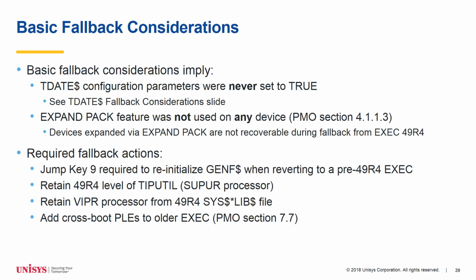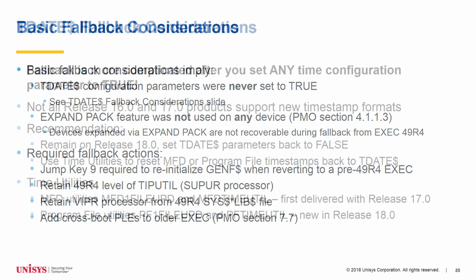Earlier we mentioned the exact PLE you have to add to Release 16 systems prior to establishing an MBE and building any of the Release 18 products. You need that PLE to complete your move to Release 18. There's another set of PLEs that you need to build into your Release 16 or Release 17 exec if you're dropping back to those older levels after running exec level 49R4. See Section 7.7 of the PMO for a complete list of those PLEs. In the MBE scenario, the addition of a PLE was required only for Release 16, but in the fallback scenario, all systems running either Release 16 or Release 17 will require PLEs.